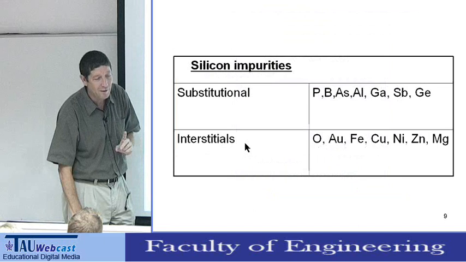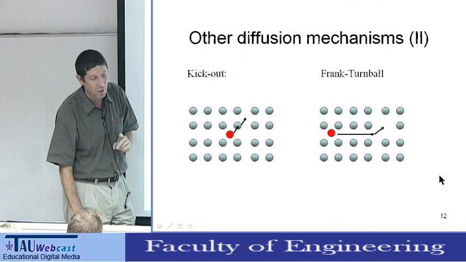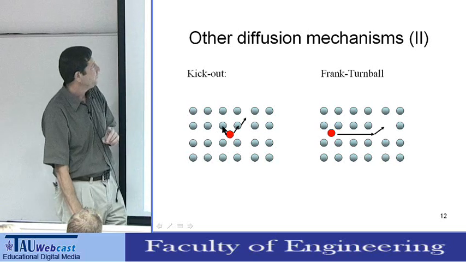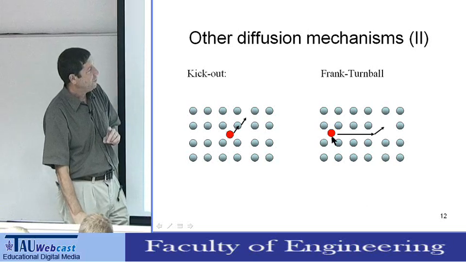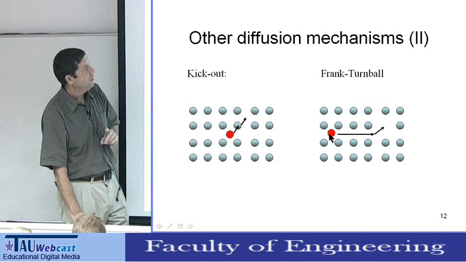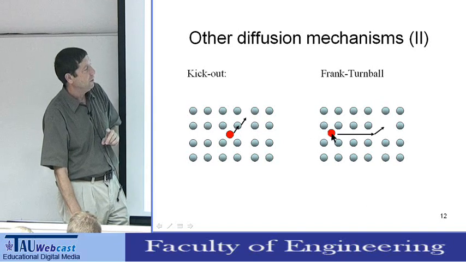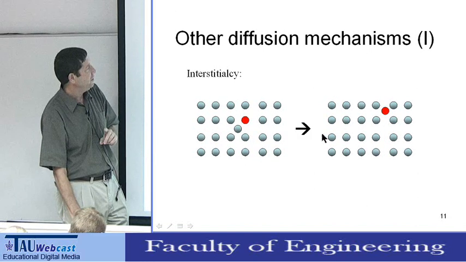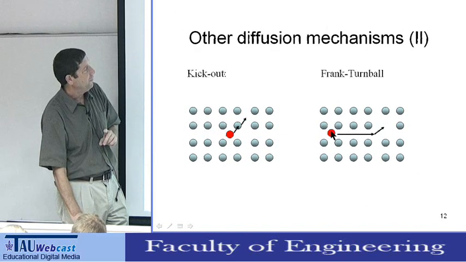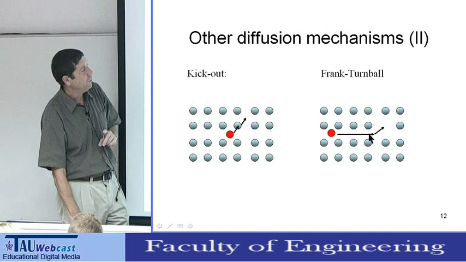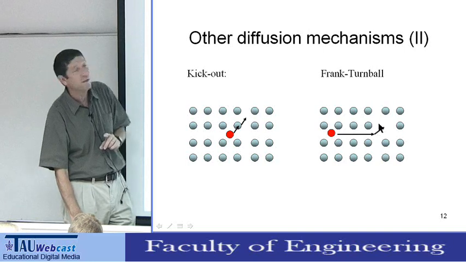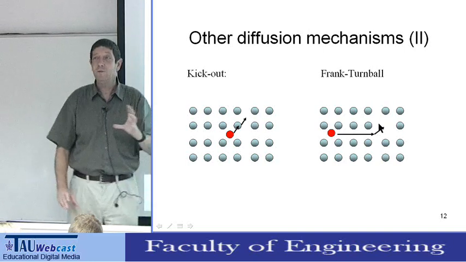Again, I'm showing you only the principle, not the actual combination. You can also have another mechanism called kick-out. And another famous mechanism is the Frank-Turnbull. Kick-out is similar to the interstitialcy-based mechanism practically, but the Frank-Turnbull is when you generate a pair. This atom moves from here to here and stays, and you have a pair of an interstitial and a vacancy. And it's possible.